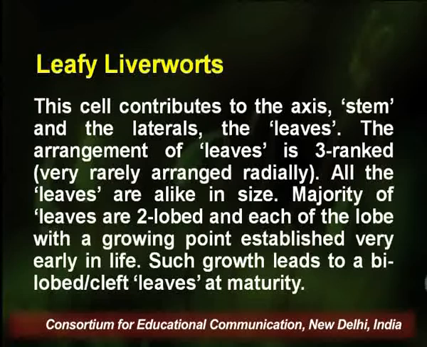The arrangement of leaves is 3-ranked. It is very rarely arranged radially. All the leaves are alike in size. The majority of leaves are 2-lobed, and each lobe has a growing point established very early in life. Such growth leads to bilobate cleft leaves at maturity.